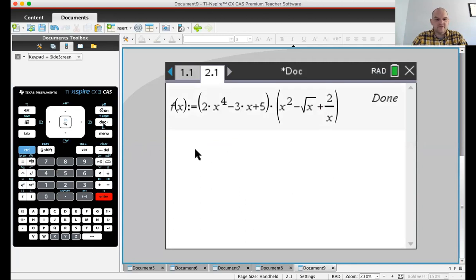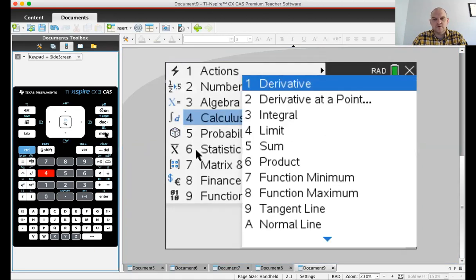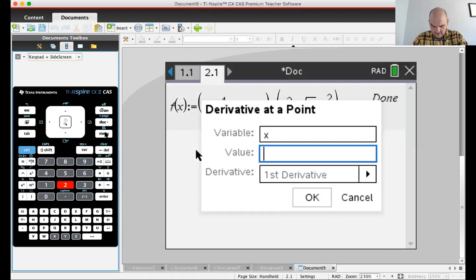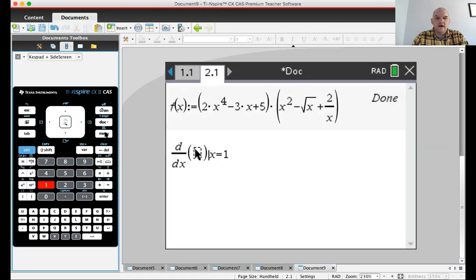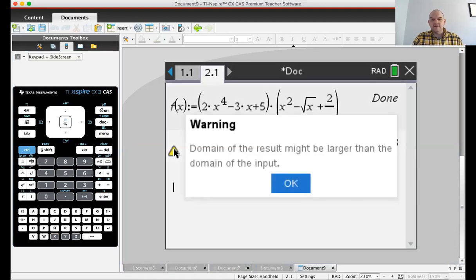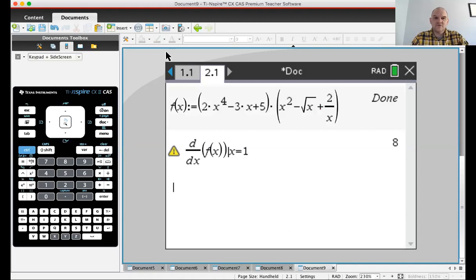Okay, so I want to find the derivative at a point. I'm going to do menu 4, 2. x is the variable, I want x equal 1, and my function is named f of x, and I get 8. It's probably giving me the warning about domain. That happens a lot with derivatives: domain of result might be larger than domain of the input. You have to watch out for that. The calculator knows it did some sketchy things, and it's warning you. Next, I need to write the equation of the tangent line, so I'm just going to cheat here and get f of 1, which is also 8, so that's good. Let's go back to the notes.